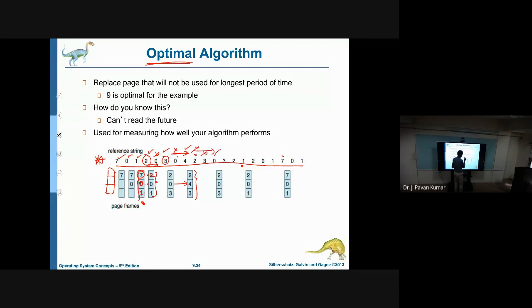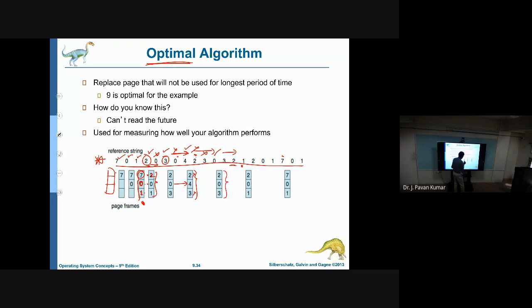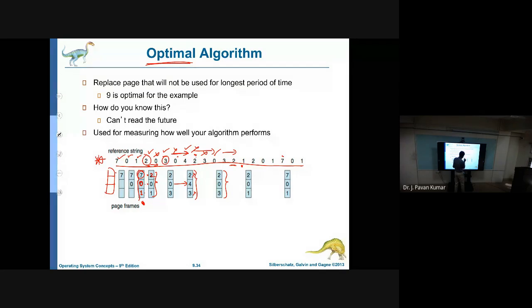0, again page fault will occur. So one of these three we have to consider. So 2, 4, 3. In the future 3 we are referring, so we will not consider 3. Next 2 we are referring in the future, so we will not consider it. So 4 only we have to replace. So the contents will be 203. Could you follow, ma'am? Yes, sir. Yeah.